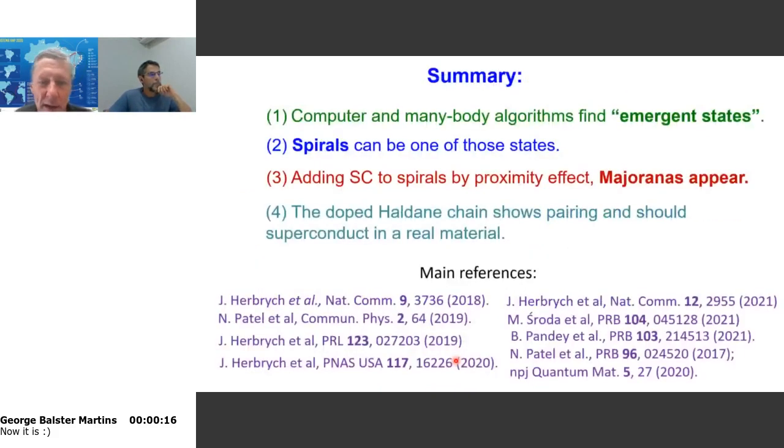Okay, well, so this is a summary. You can read it yourself. These 4 items are basically the same as in the introduction. And these are the main references, the same that I mentioned along the way. Okay, thank you very much.